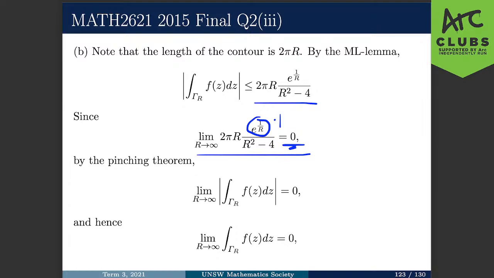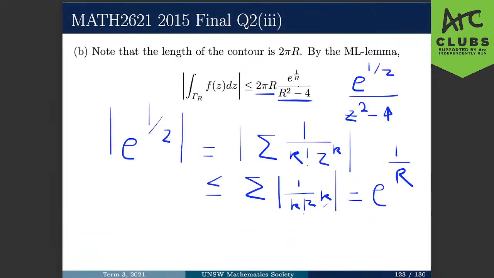Okay, so once again, we're using the pinching theorem. We know that this thing here is greater than or equal to 0, and the upper bound is also going towards 0. So by the pinching theorem, the modulus of the integral is going towards 0. And we also know that if the modulus is going to 0, that means the thing inside itself is going towards 0, using some of your limit theorems. Okay, and that's what's required.